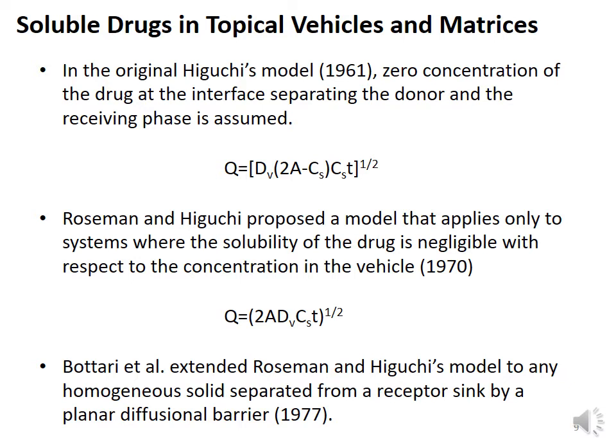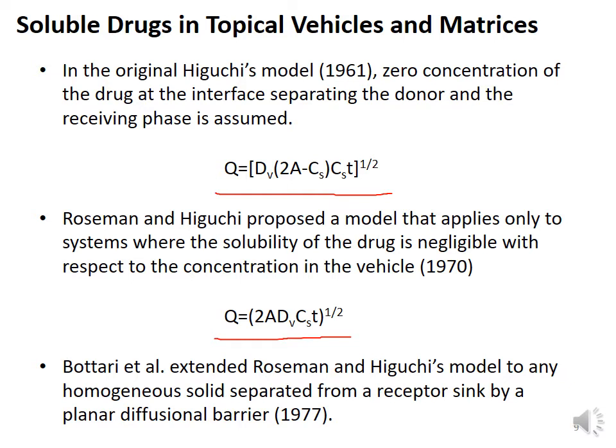In the original Higuchi's model, zero concentration of the drug at the interface separating the donor and the receiving phase is assumed. This is the Higuchi's model for drug dispersed in an inert matrix. Rosman and Higuchi proposed a model that applies only to systems where the solubility of the drug is negligible with respect to the concentration in the vehicle. This is also the Higuchi's model for drug dispersed in an inert matrix when A is much higher than CS.